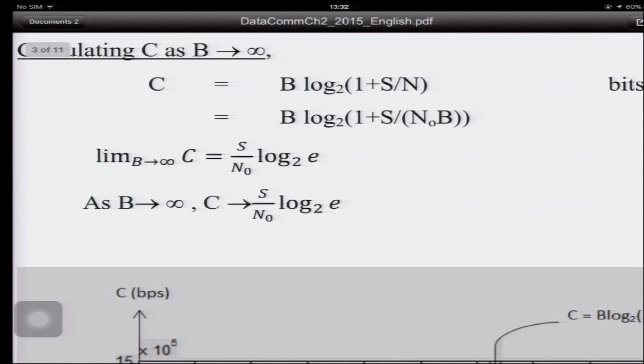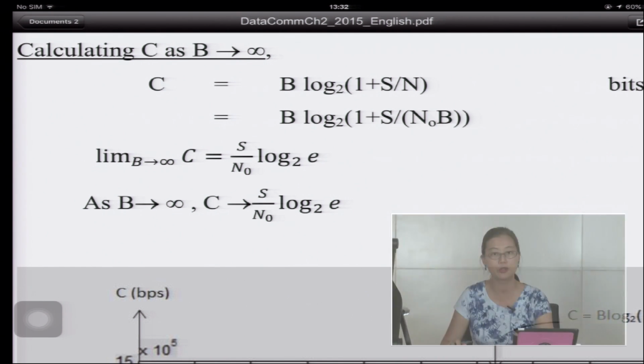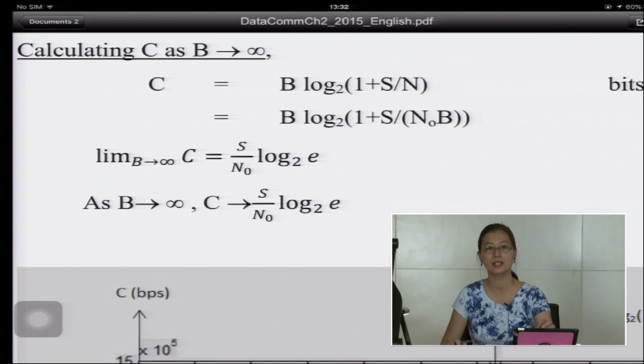Okay, so we can see that as the bandwidth B goes to infinity, the channel capacity goes to S over N naught of log base 2 of e. Okay, now, why would I show you this?